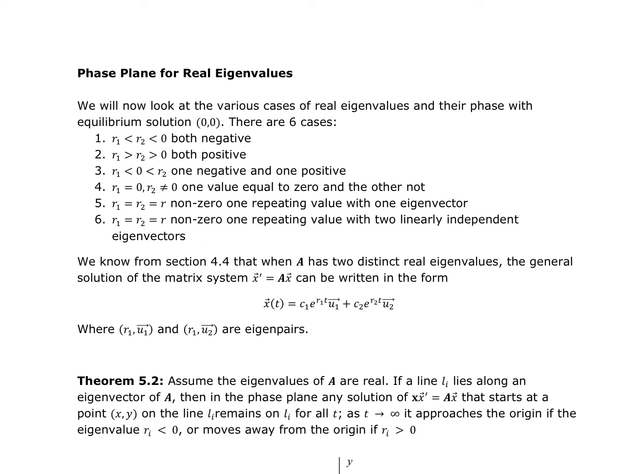We will now look at the various cases in which we have eigenvalues and their phase plane with equilibrium solutions. There are 6 cases. The first case is when r1 is less than r2, which is less than 0. In other words, we have them both negative. Second, they're both positive. Third, one's negative, one's positive. Fourth, one is equal to 0, one is not. Fifth, they're complex. Sixth, they're repeating and non-zero, one repeating value with 2 linearly independent eigenvectors.